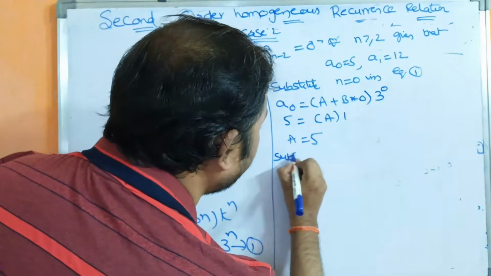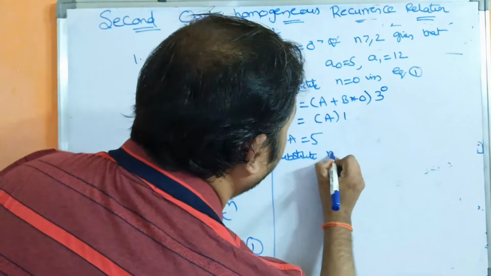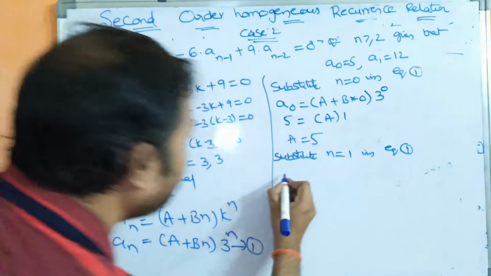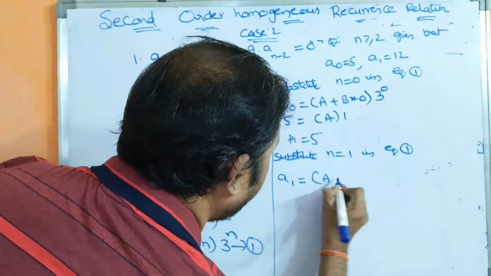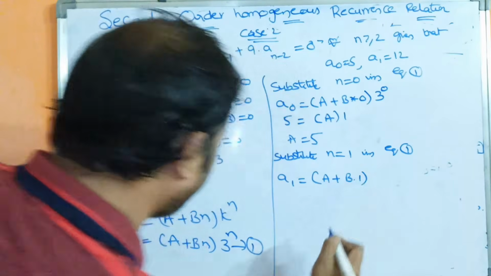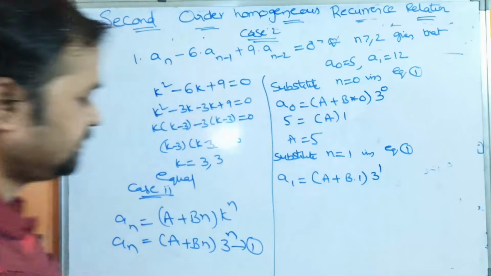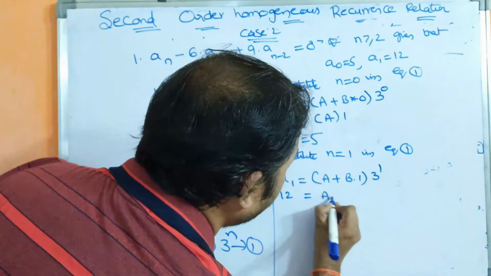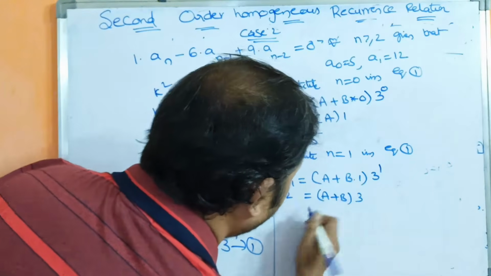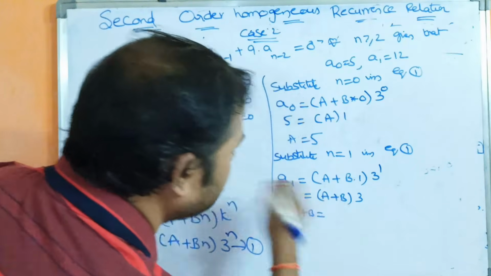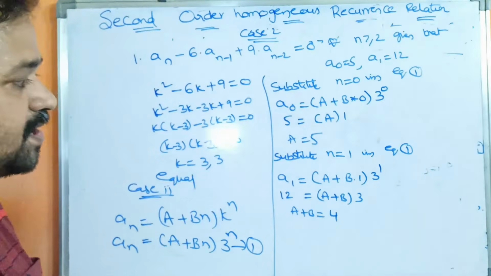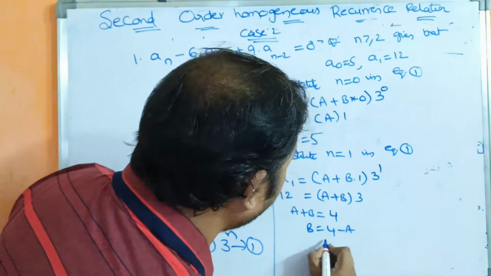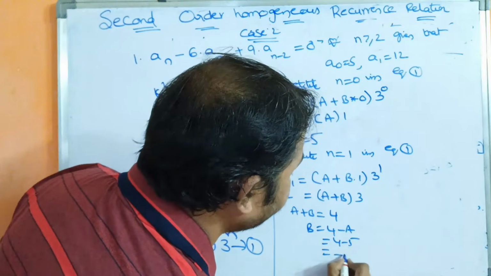Now let us find the b value. Substitute n is equal to 1 in equation 1. Then we get a1 is equal to a plus b into 1 into 3 power 1. What is a1? a1 is already given: 12 is equal to a plus b into 3. So we can write a plus b is equal to 12 by 3, and 12 by 3 means 4. Already we know a is 5. So b is equal to 4 minus 5, which means 1.